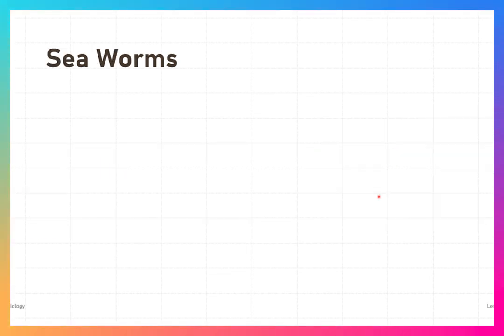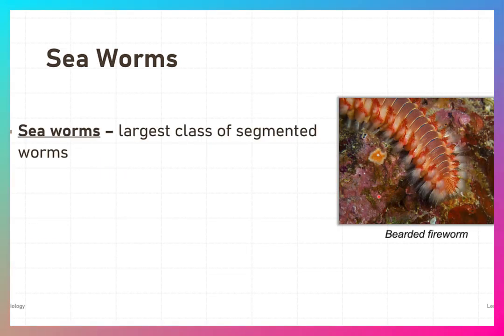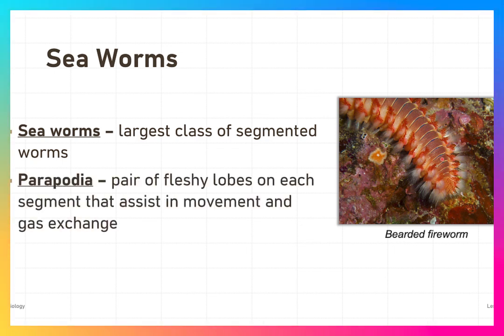The second group of worms are the sea worms. The sea worms are the largest class of segmented worms. This is just an example of the sea worms. This is called a bearded fireworm. And they have what's known as parapodia. The parapodia are a pair of fleshy lobes on each segment that assist in movement and gas exchange. And here, these are the parapodia. Here's one, here's another one, here's another one.